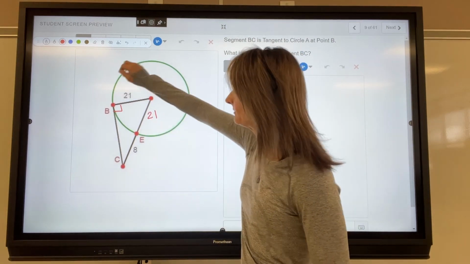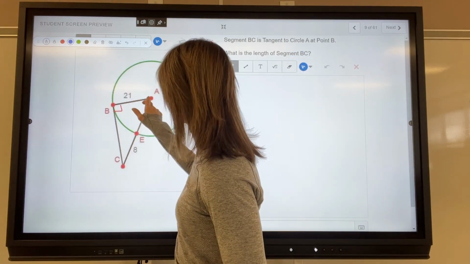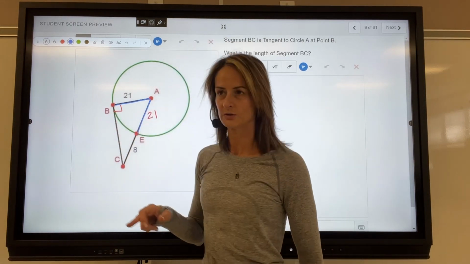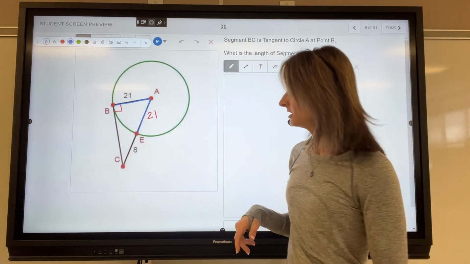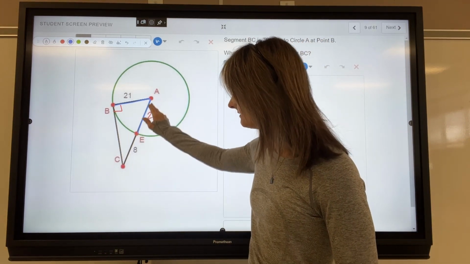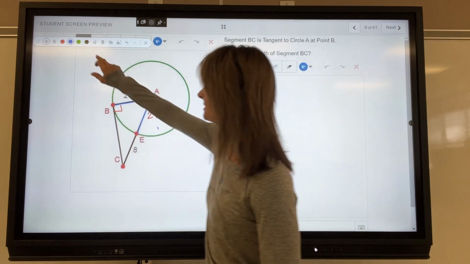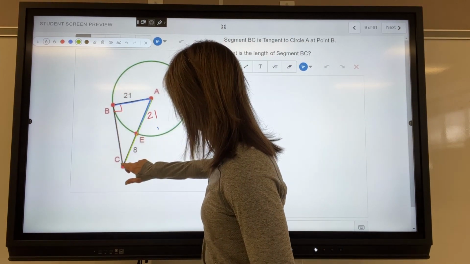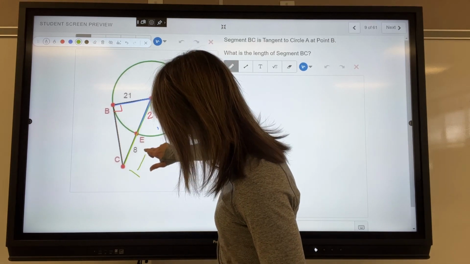This radius is 21. I'll draw it in blue. This is a radius, and this is also a radius, 21. So if this length is 21 and this is 8, what's the length of this hypotenuse here? Perfect. All right, now I'm going to draw that out here, 29.